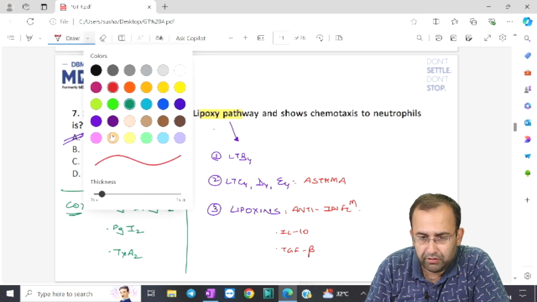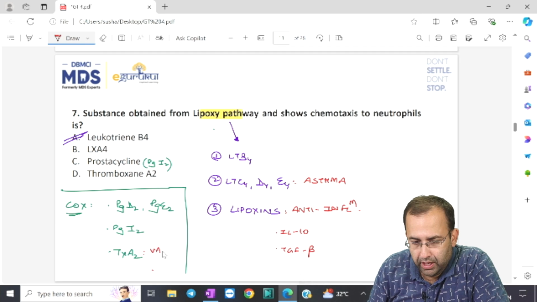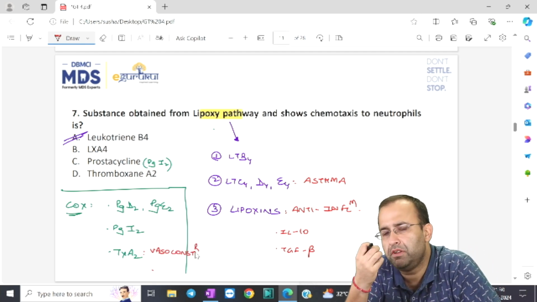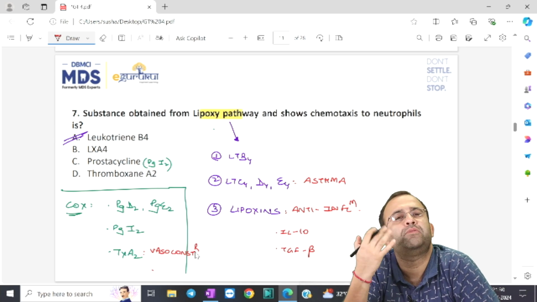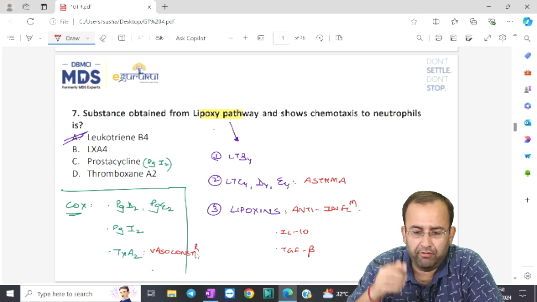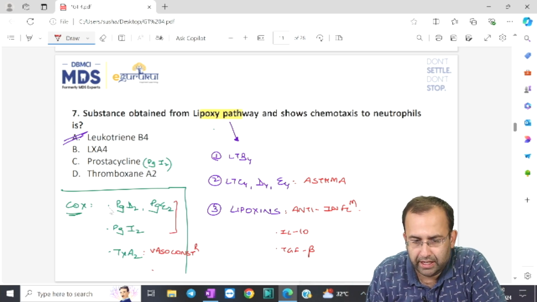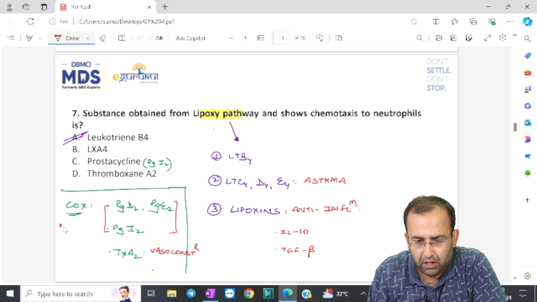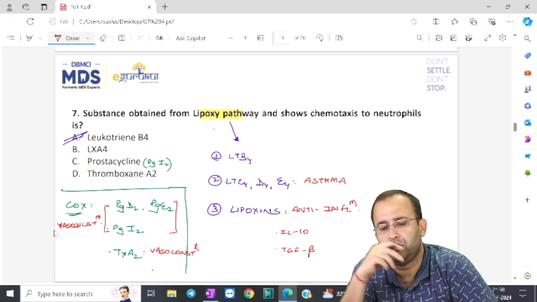Think of it yourself, if thrombus has to form, it will be associated with vasoconstriction, because thrombus will form when there is vasoconstriction and increased platelets. Versus prostaglandins and prostacyclins, which cause vasodilation and reduce platelet aggregation. So they have an opposite role.